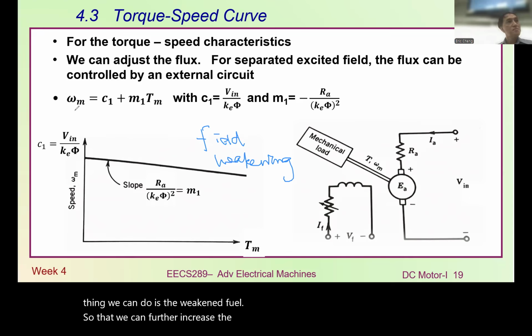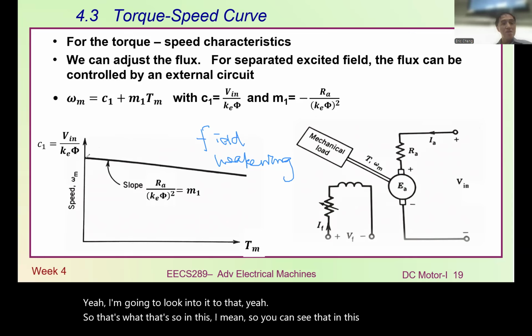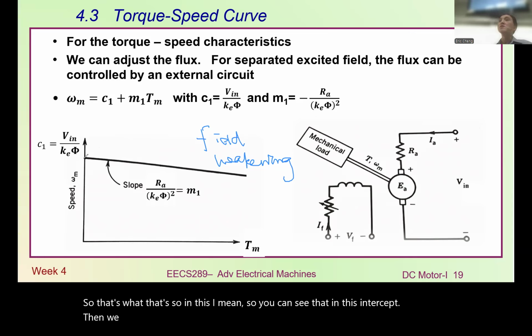But if you reduce the flux, then the y-intercept becomes higher again, right? I'm going to look into that. So you can see that in this intercept, we are able to increase the speed further. You can see the whole curve will move upward if we decrease the flux.